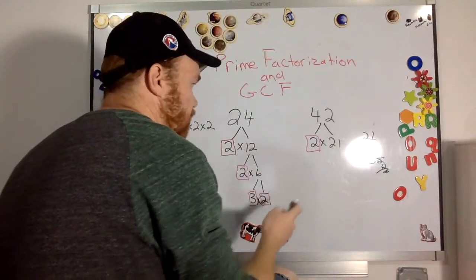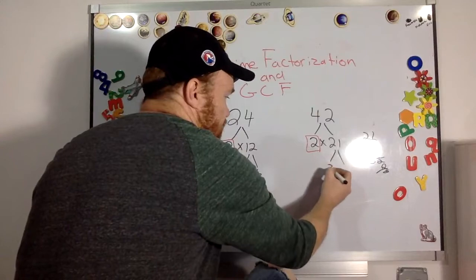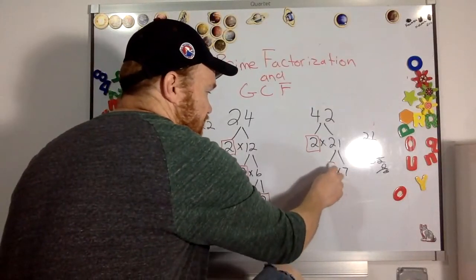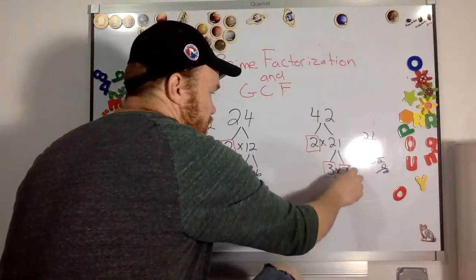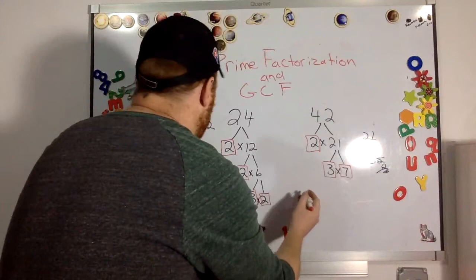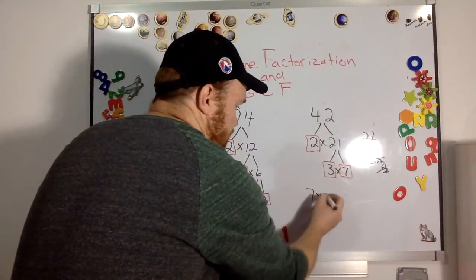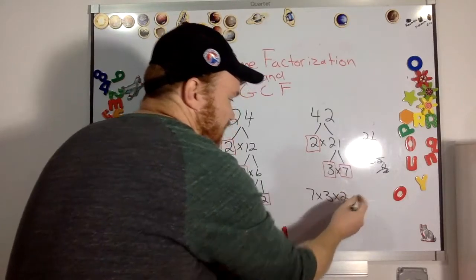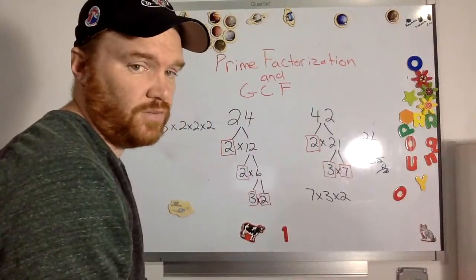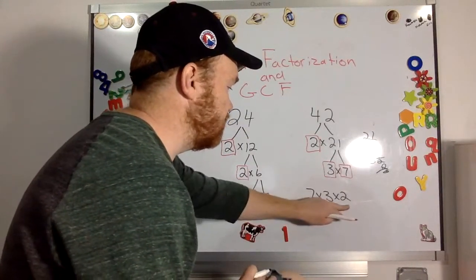Okay, 21. I can break down 21 into 3 times 7. Right, 3 times 7, both of those are stopping numbers. Okay, so now I have 7 times 3 times 2. See how I went from largest to smallest? Again, order's not going to matter. Okay, all right, so I go from largest to smallest.